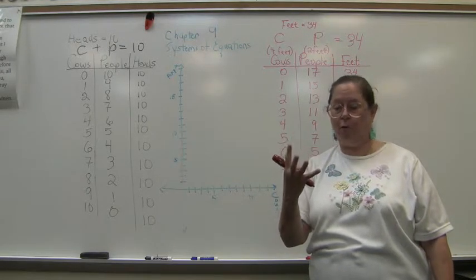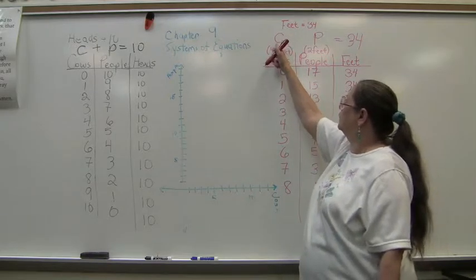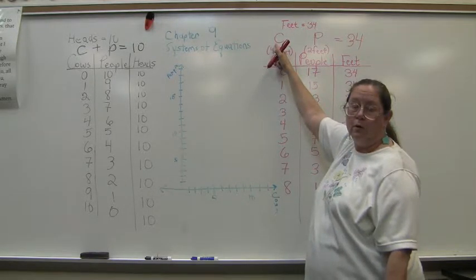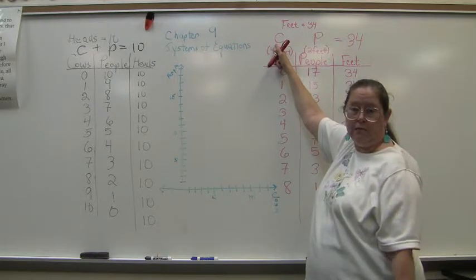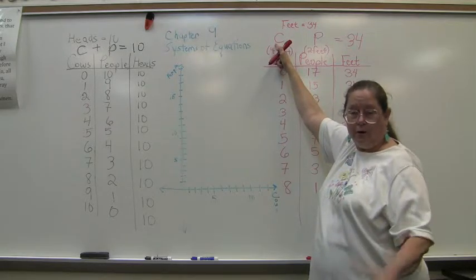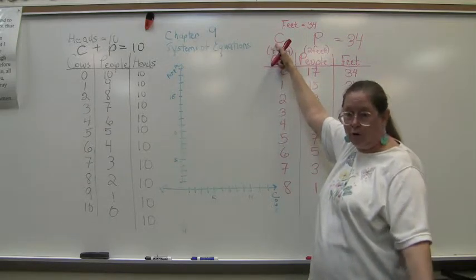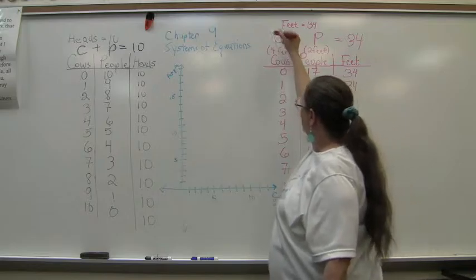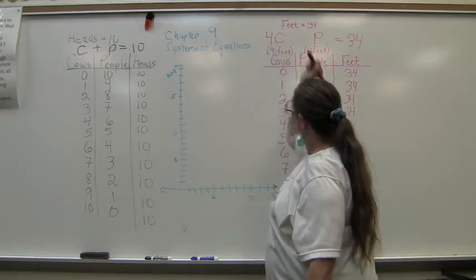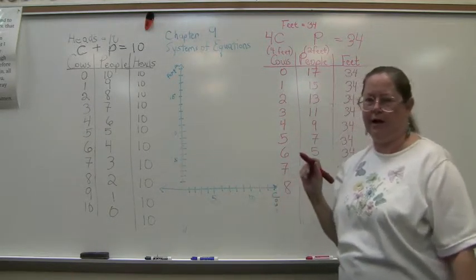Now, if C is our number of cows, how do we find out how many cow feet there are? Well, cows each have 4 feet. So if C were a 2, we'd multiply 2 by 4 and get 8 feet. If C were a 10, we'd multiply it by 4 and get 40 feet. So the number of cow feet is 4 times our number of cows.